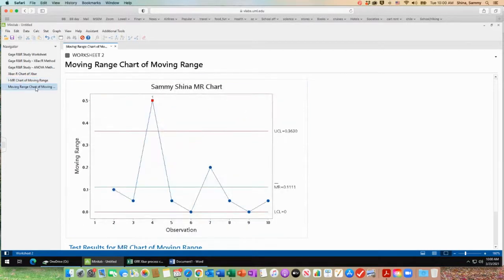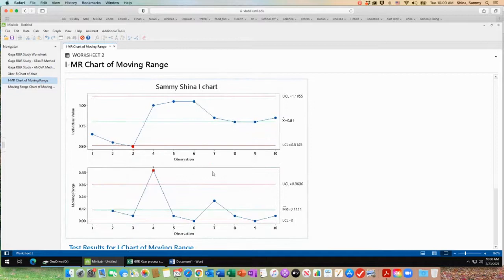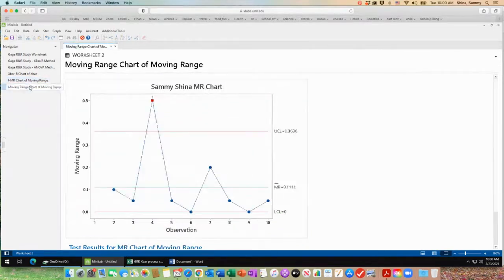Okay, that's the difference. So the upper limit is 0.3 and the lower limit is 0.0. It's only what they do if you do the moving range itself instead of the I chart. You're going to only get the bottom graph. So I'd like you to use the individual, not the MR chart. And notice it starts from number 2.